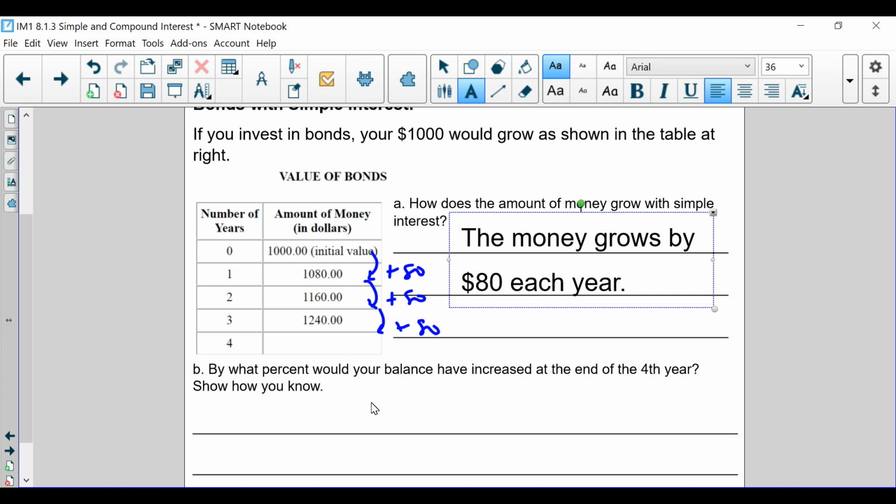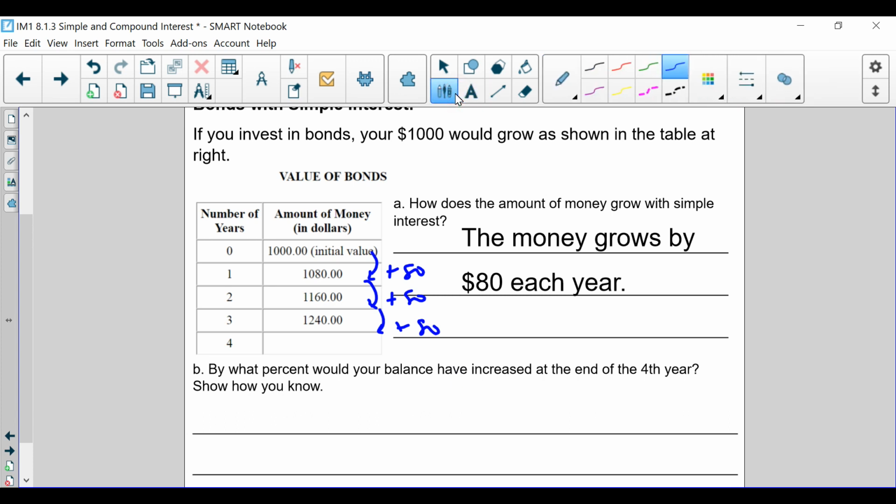Now, it says, by what percent would your balance have increased by the fourth year? Well, we've got to figure out what the fourth year is in the first case. So we're going to go, okay, plus another 80. That's going to be 1,320. If I add another 80 to that. And then we go, okay, how do you figure out how much you increased what balance? Well, it's just like what we did before. We're going to take year 4 and divide it by year 0. So what's that going to be?